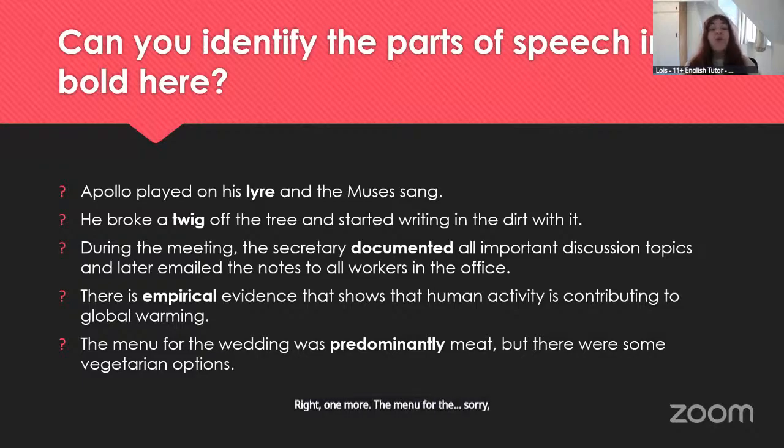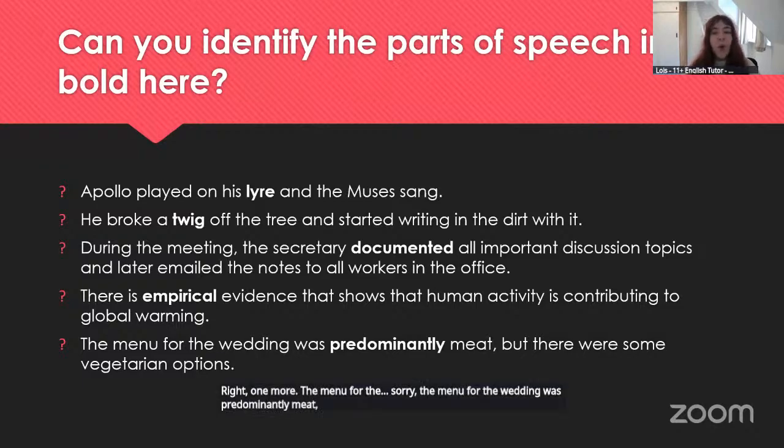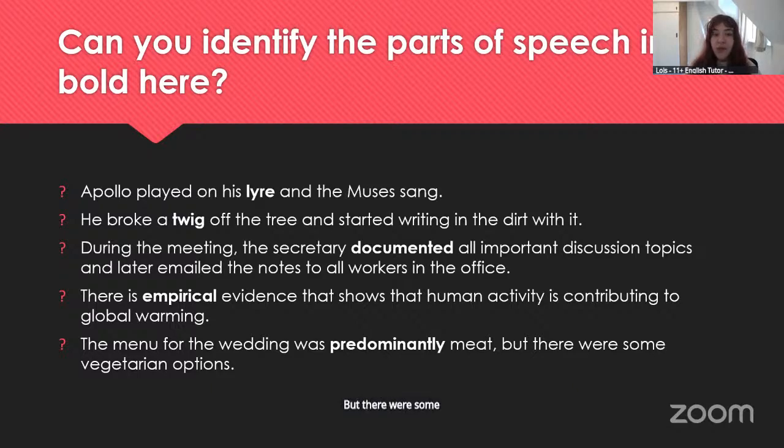The menu for the wedding was predominantly meat, but there were some vegetarian options. Be careful with this one. Okay, good. I can see actually loads of correct answers. Well done, everybody. Mostly, actually pretty much all correct. This is indeed an adverb.